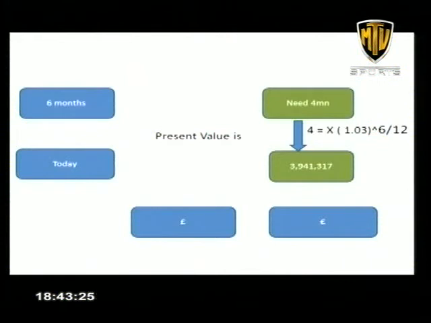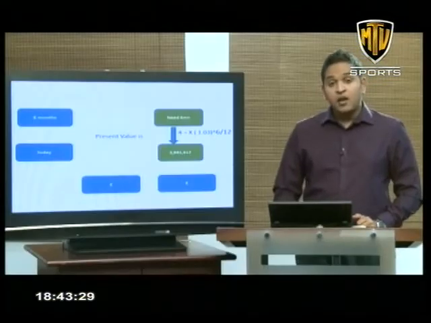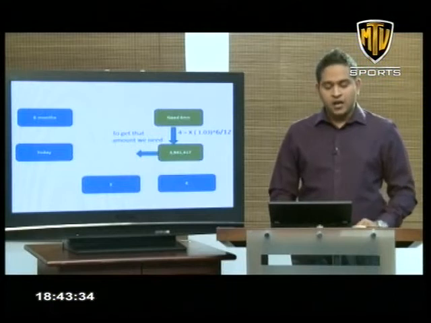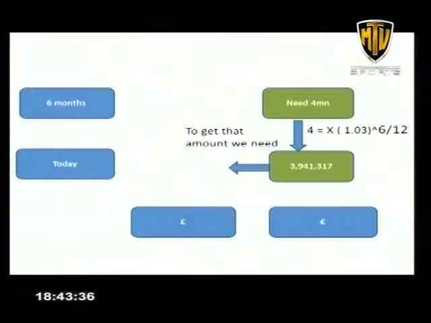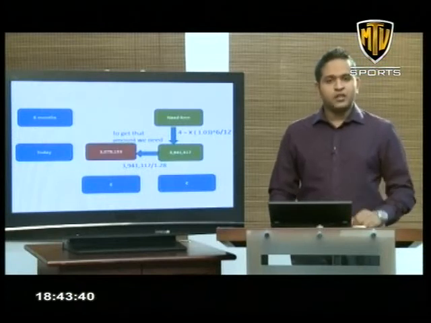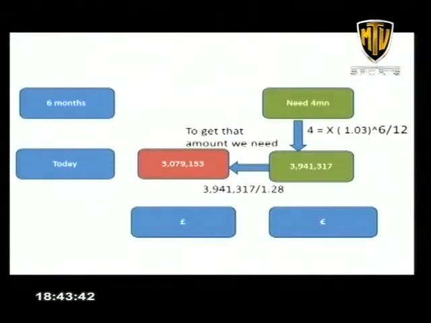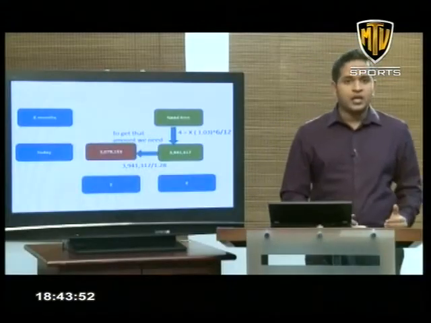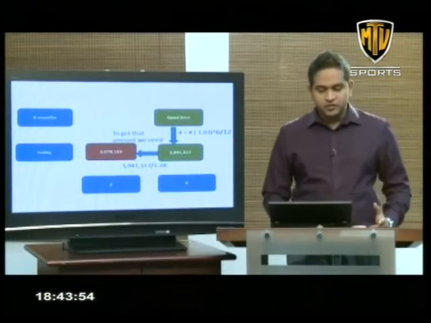Now from where do I get the money to deposit? I will make a borrowing in my home currency sterling. How much should I borrow? I'll convert using the spot rate today, because I'll be making that conversion today. So I'll be borrowing close to about 3.079 sterlings today. So I needed 4 million in 6 months time. For that I need to make a deposit of 3.941. To raise that deposit, I need money. I make a borrowing in sterlings, and that amount is 3.079.